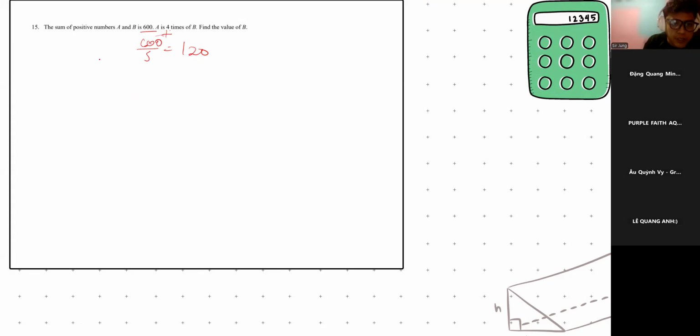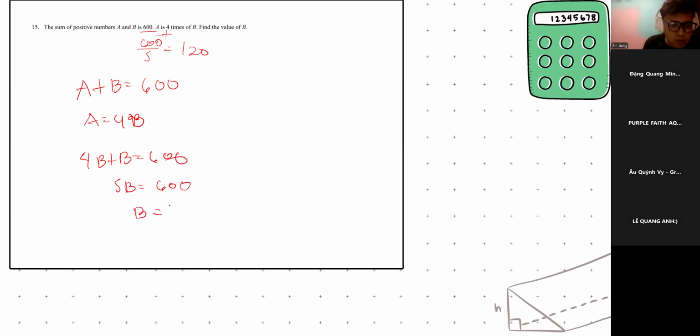Or you can also do it in an algebraic way. A plus B is equal to 600. A is equal to 4B, right? So 4B plus B is equal to 600. 5B is equal to 600. B is equal to 120. So basically the same answer.